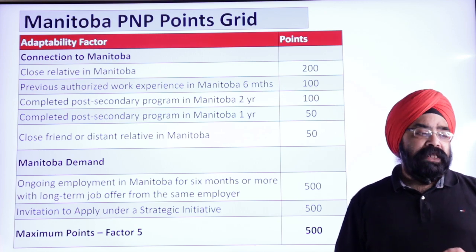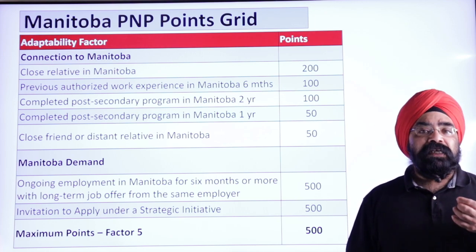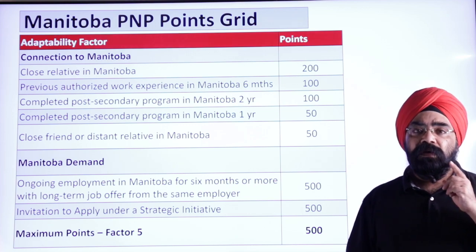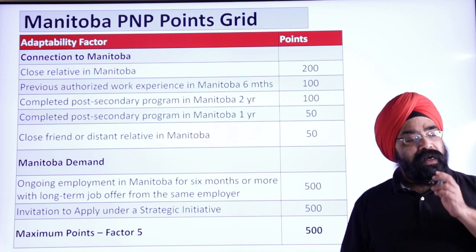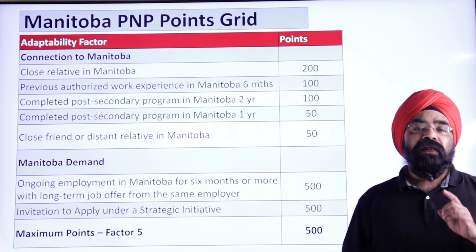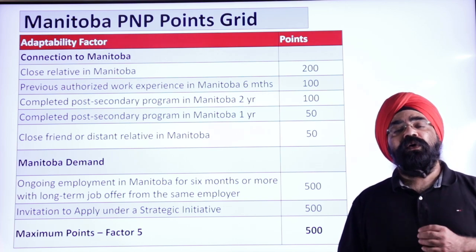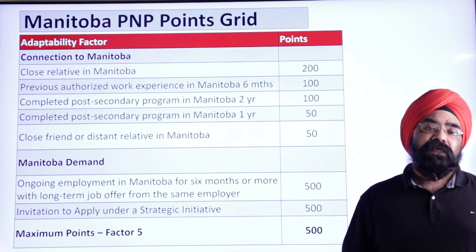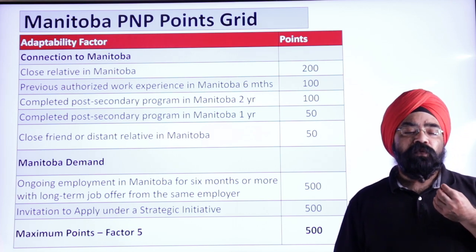Previous work experience from Manitoba, 6 months, 100 points. Completed 2 years of post-secondary education from Manitoba, you will get 100 points. 1 year will get 50 points. You have a close friend, that will also give you 50 points. So if you add all these points, the total comes to 500.